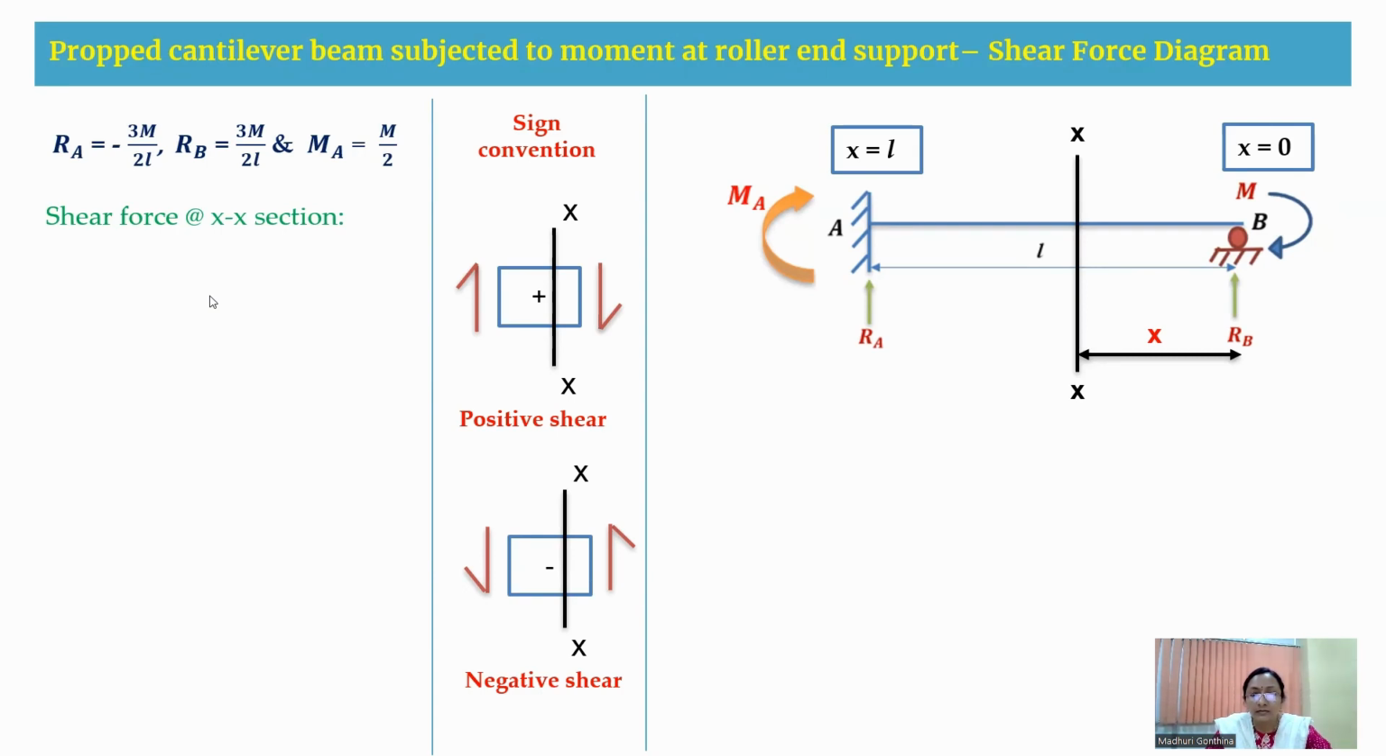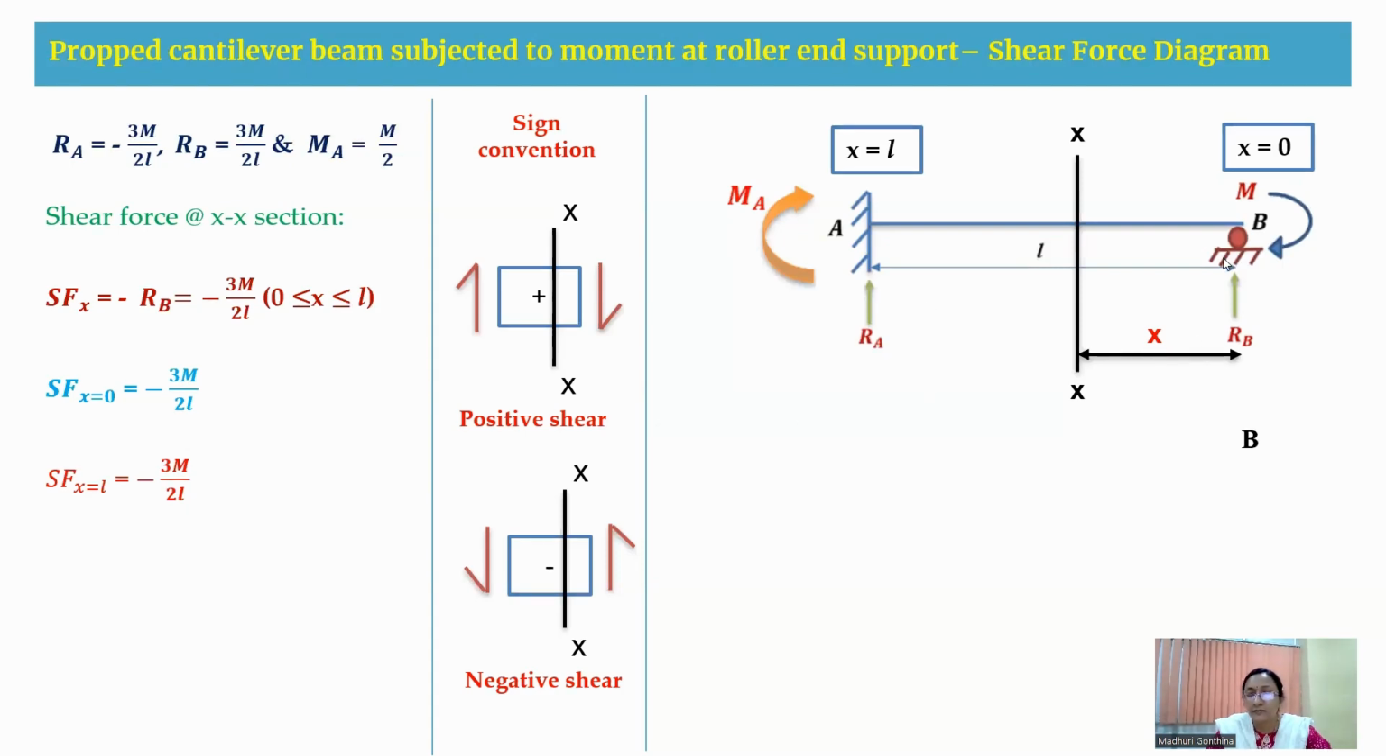We are going to write an equation first. So shear force equation will be equal to, this RB is in anti-clockwise direction, therefore minus RB. Here moment won't be considered as we are writing only the shear equation. So the limits here are 0 to L. At X is equal to 0, it is minus 3M by 2L, and at X is equal to L also, it is minus 3M by 2L.